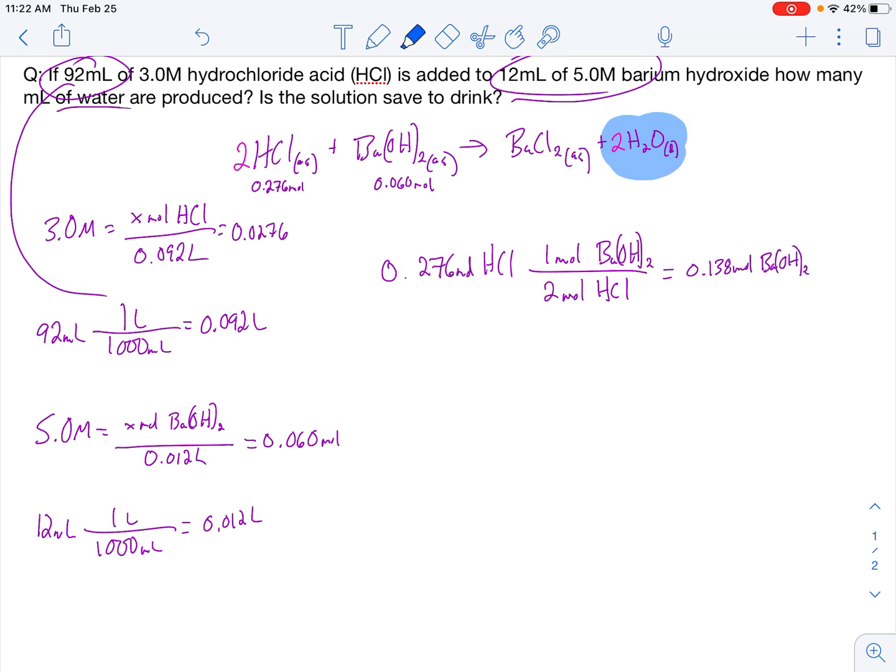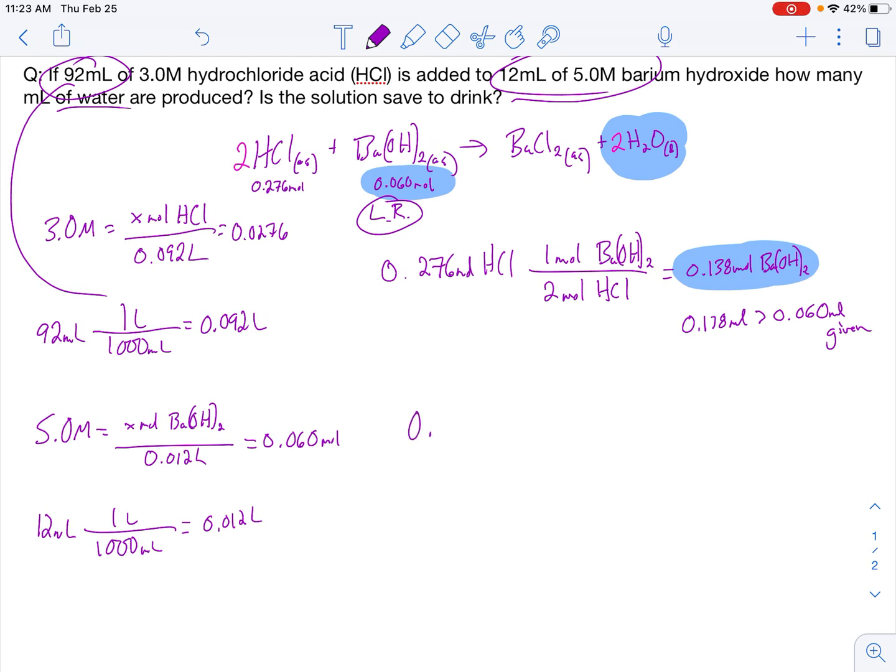So is that more or less than what I started with? Well, it's significantly more. Because it's more, that means there's no way all that hydrochloric acid is going to react. So my barium hydroxide is my limiting reactant. All right, so we could say 0.138 moles is greater than my 0.060 moles given. Therefore, that's your limiting reactant. If it was the opposite, it would be the opposite. We've done that type of calculation before.